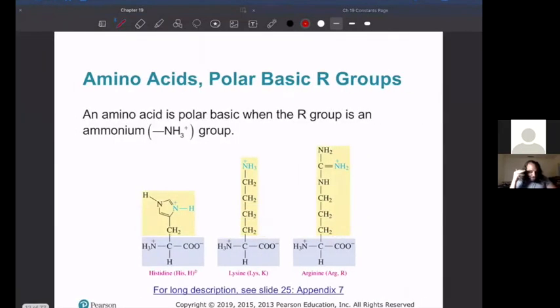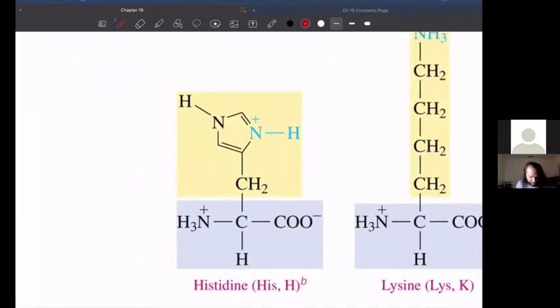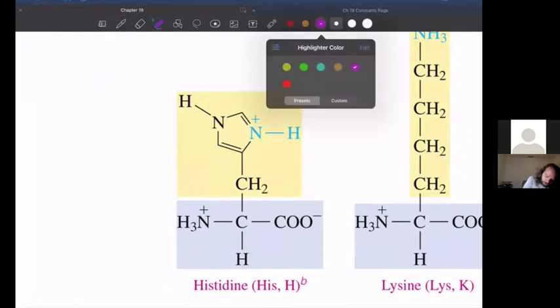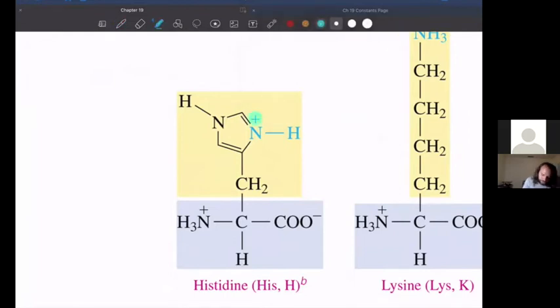And then there are 3 polar basic groups, and these all have protonated nitrogens. Again, they don't all look the same, so let's look at these. First of all, histidine has this heterocyclic amine ring where one of the nitrogens that's in a double bond has an additional hydrogen on it. And so that has a positive charge.